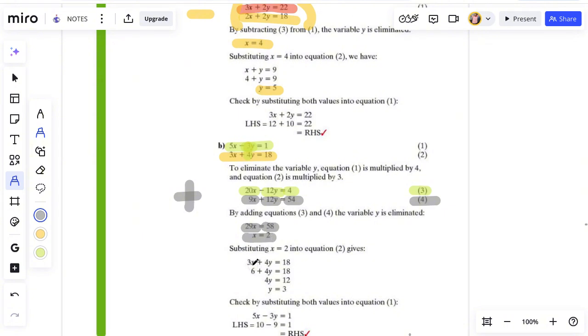So we substitute x, which is 2, here. 3 times 2, we get 6. Plus 4y equal to 18. This becomes a simple equation. So you move the 6 to the right. It becomes 4y equals 18 minus 6. So 18 minus 6, you get 12. So 4y equal to 12. To find y, we divide both sides by 4. 12 divided by 4, you get 3. So y equal to 3.